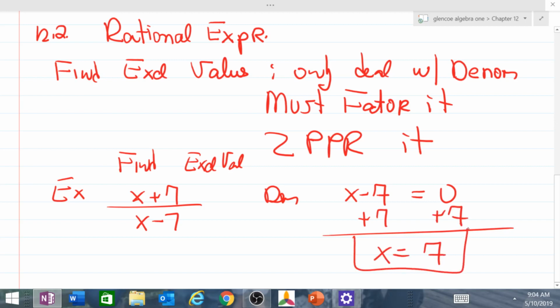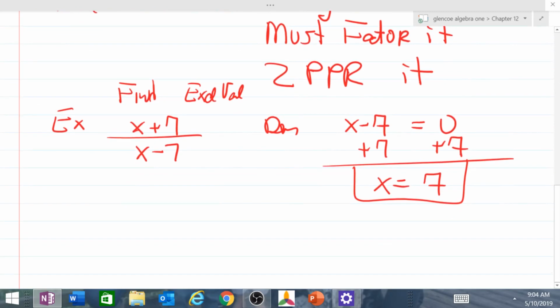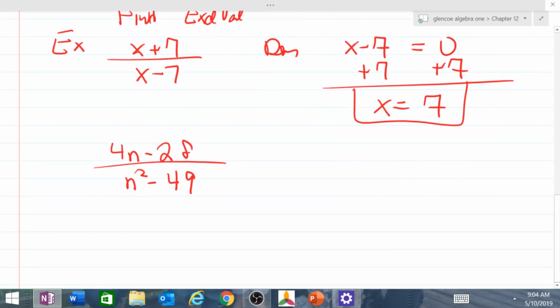Remember, an excluded value is any value of a variable that makes the denominator equal to 0, and division by 0 is undefined. So if this x was equal to 7, that would make my denominator equal to 0. Let's try one where you have to factor. How about 4n minus 28 over n squared minus 49? I refer you for all your factoring needs to Chapter 8. There was an excellent flow chart and some rules and regs that we gave you at the end of those notes, which will be extremely helpful.